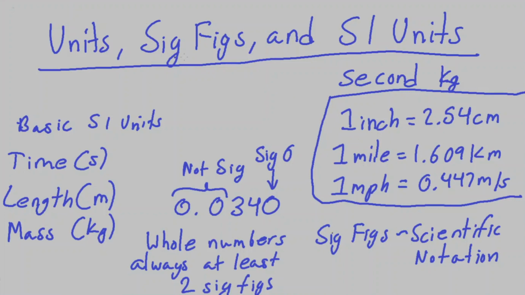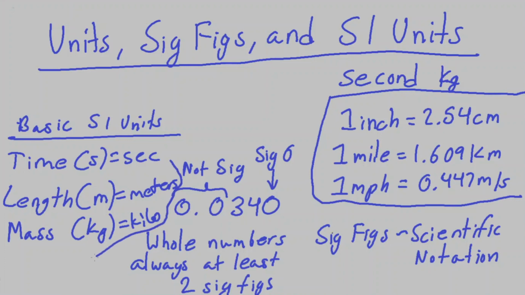And let's move on to basic SI units. Basic SI units are basically the universally used units in physics. So the basic SI units would be seconds for time, meters for length, and kilograms for mass. And let's go over some significant figure rules now.